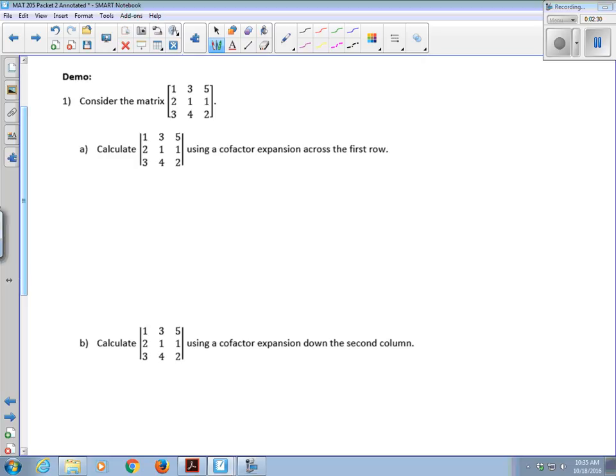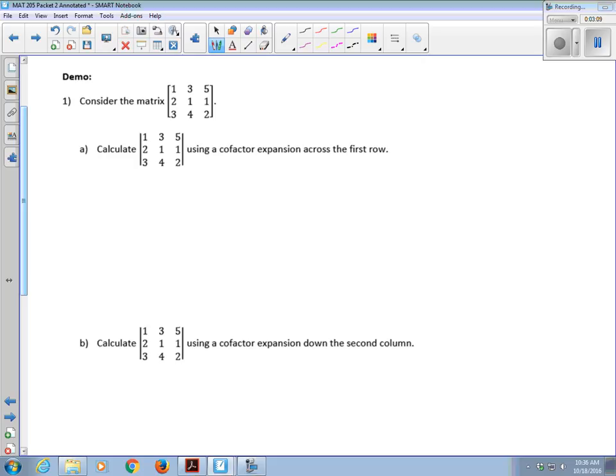Okay, so I want to calculate the determinant of this 3 by 3 matrix using a cofactor expansion across the first row. A cofactor expansion means you take the entries from the row or column specified, or of your choice, and you multiply each of those entries by the matrix that remains if you cross out the row and column of that entry. Then there's some stuff with alternating signs that we'll go through in A, and B does a different thing with the alternating signs.